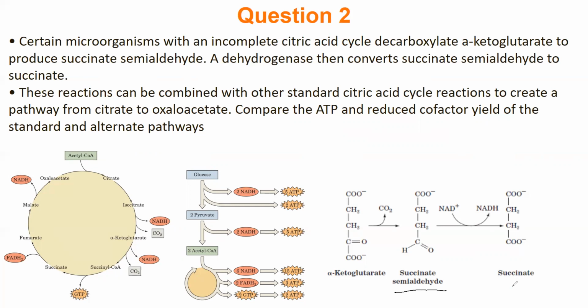So if we were looking at this reaction, comparing the succinate semialdehyde form to the form we just learned about, how would our ATP be different? Like, what would change between this microorganism pathway compared to the pathway we just talked about in terms of ATP or in terms of our cofactors? So what's the difference?